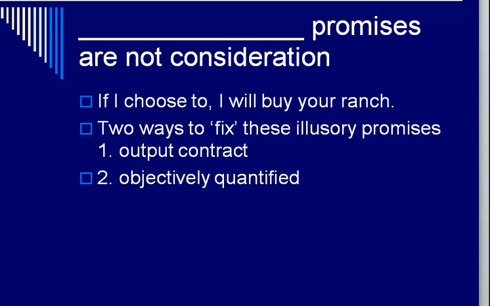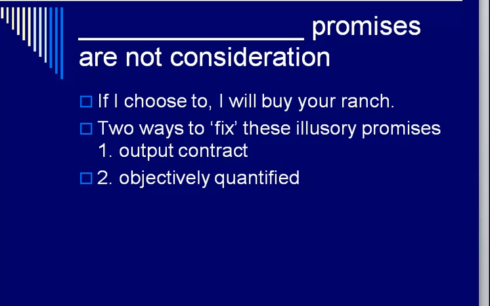So there's two ways you can fix these promises. One is called an output contract. If I said, I will sell you everything I make out of my factory, that would be called an output contract. The person buying doesn't have a set amount of how much they're buying, but they do have a way of measuring that. It's everything that the person made from their factory. There's another version of that called a requirements contract, and a requirements contract is when the buyer says, I will buy everything I need for my doll collection from you. So even though it's kind of vague, it's fixable. You can quantify how it could be measured, the amount that could be measured.